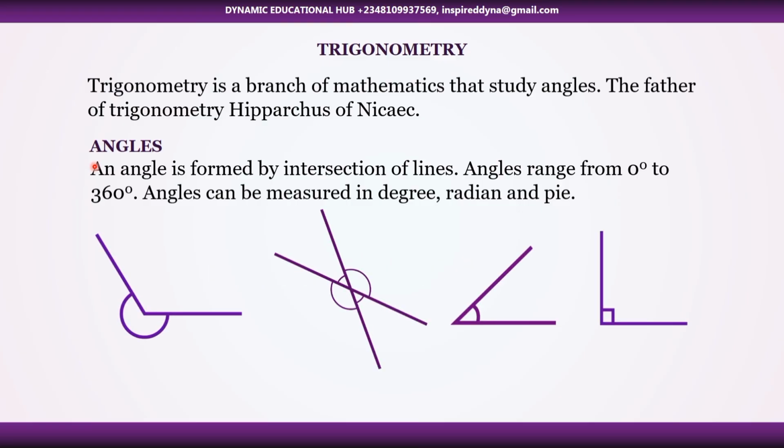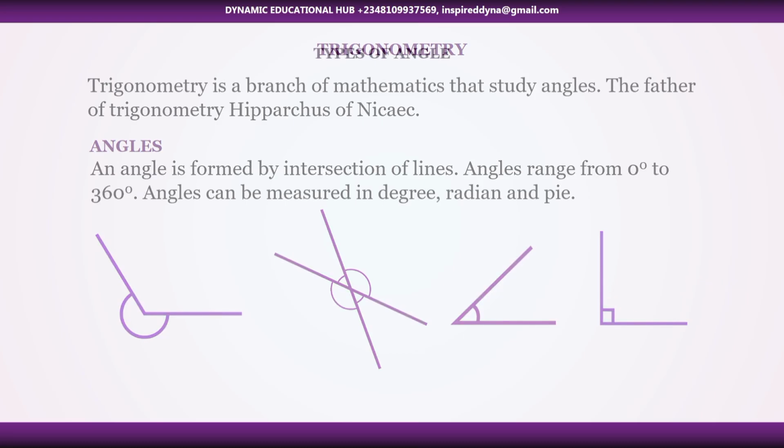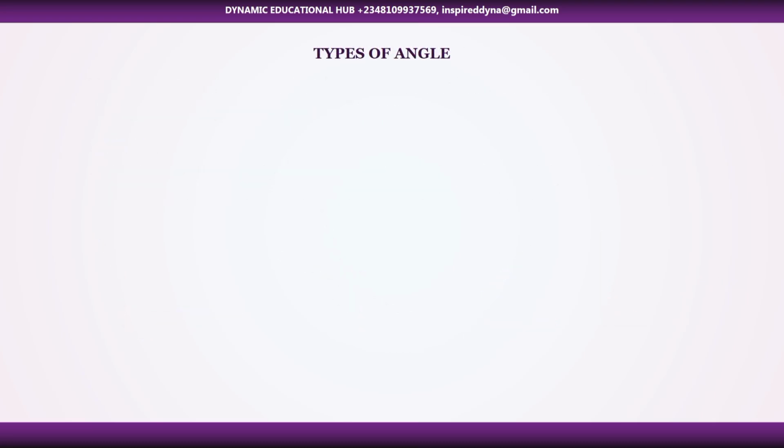Now let's quickly look at examples of angles. Here I have a reflex angle. Now if you look at this, we have opposite angles here. This is an acute angle, this is a right angle. So let's learn types of angle within a few minutes.